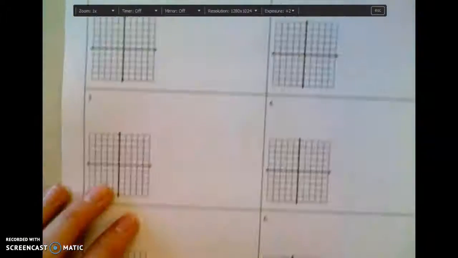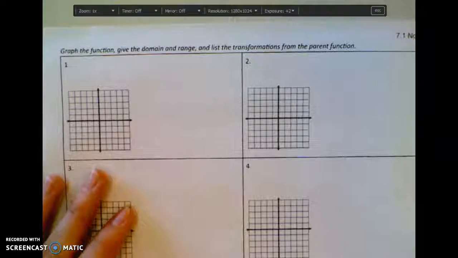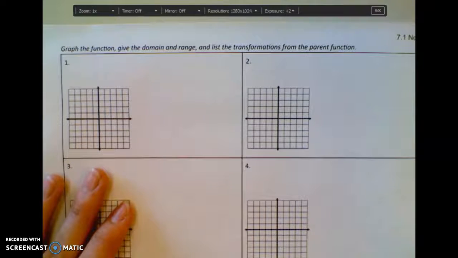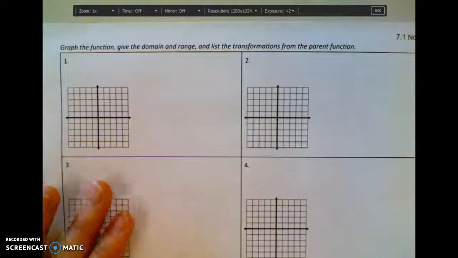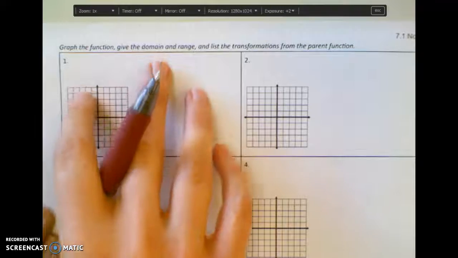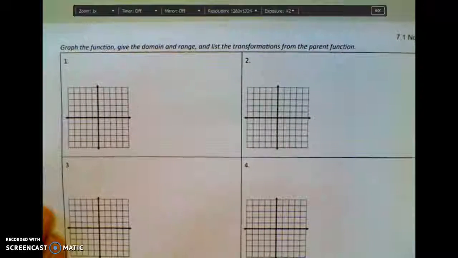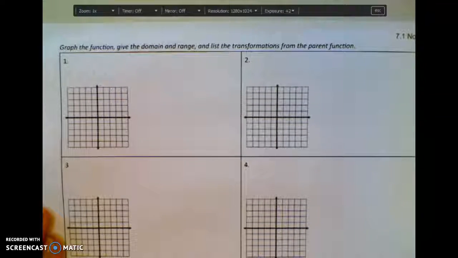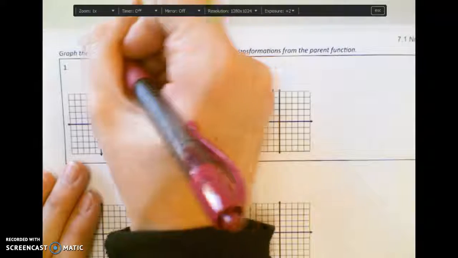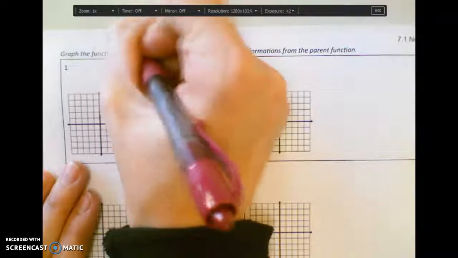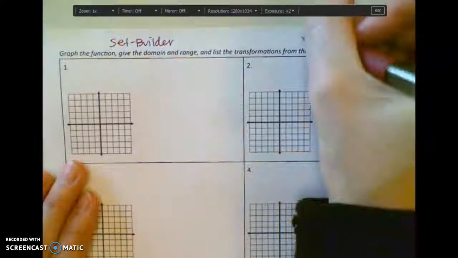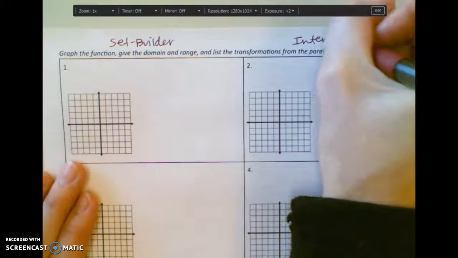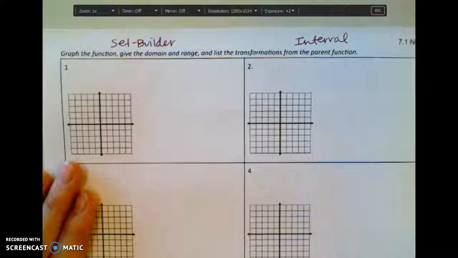All right, on the back it says, graph the function, give the domain and range, and list the transformations from the parent function. So a few things here. We are going to kind of split up 1, 3, 5, and 2, 4, 6 to practice our different domain and range. So for 1, 3, 5, we're going to use set builder notation. And for this column, 2, 4, 6, we're going to use interval notation for our domain and our range.